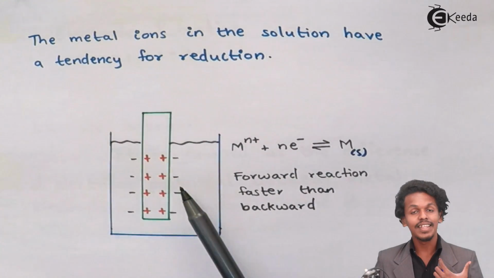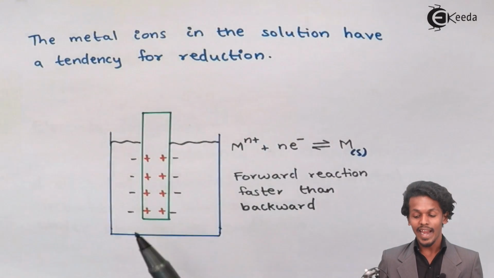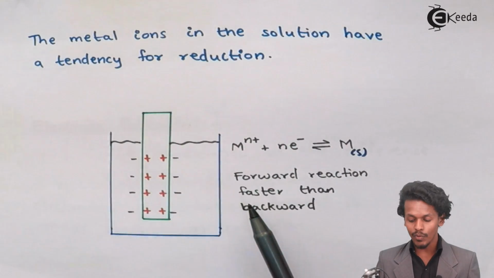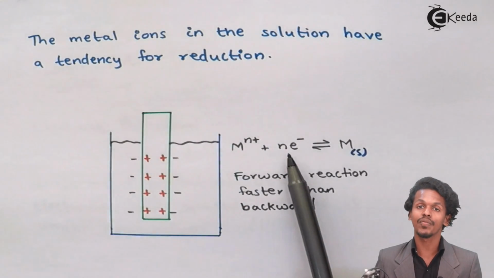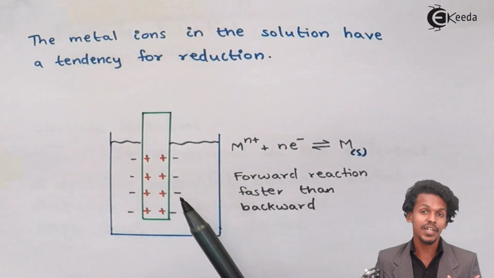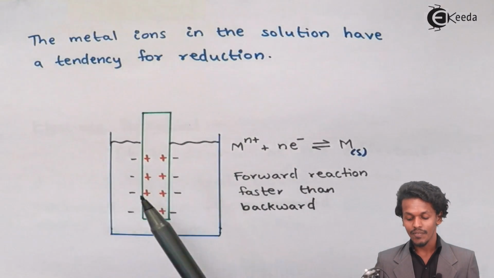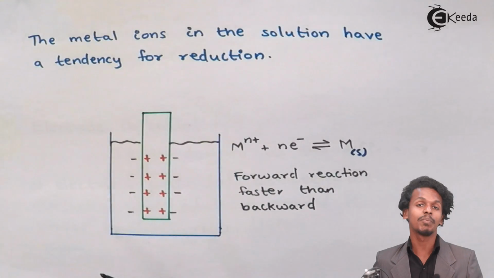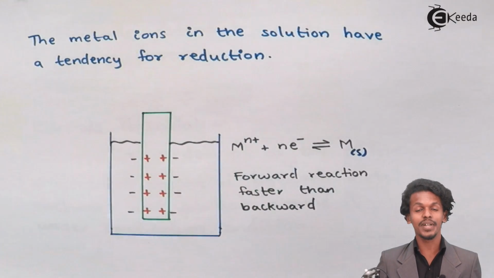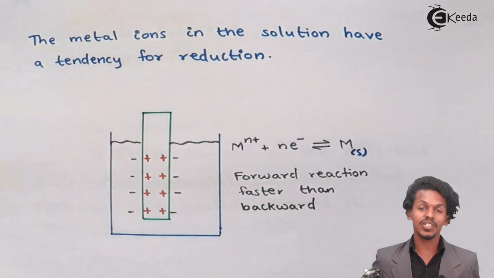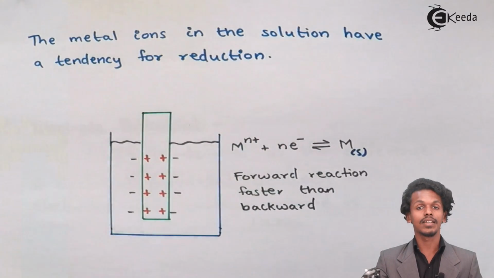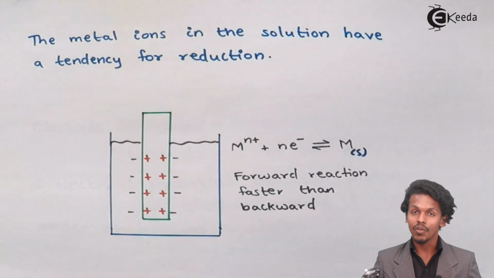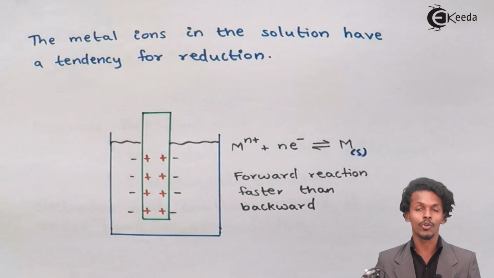So in this reduction process, suppose the reaction is at equilibrium, and in the forward reaction, when Mn+ accepts n electrons and undergoes reduction, the metal plate will acquire a positive charge. So this is the possibility where a metal can acquire a positive charge as well as a negative charge, when we consider a metal undergoing oxidation and metal ions undergoing reduction at equilibrium.